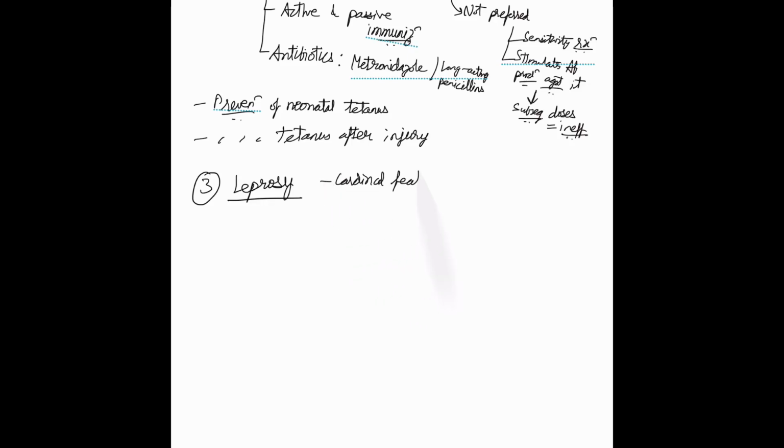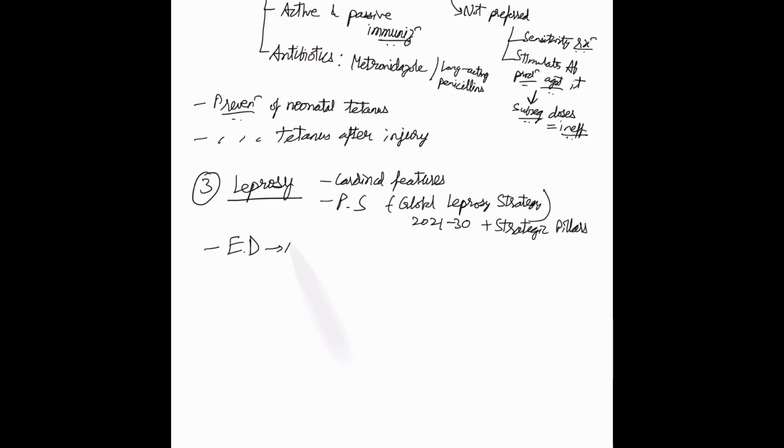Welcome back, guys. So, today we'll be resuming Epidemiology of Communicable Diseases with leprosy. We need to know the cardinal features of leprosy and the small problem statement, in which you have the Global Leprosy Strategy 2021 to 30 plus strategic pillars. And then, of course, as usual, epidemiological determinants.